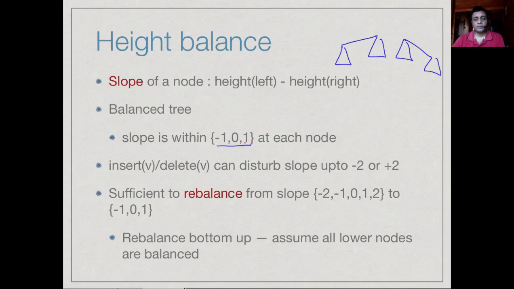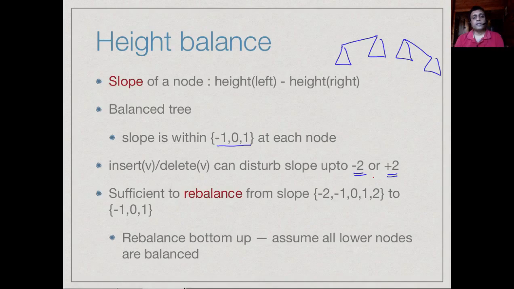plus 1. Now you can argue very easily that if the current values of the slopes are minus 1 or plus 1, when you delete a node, you can reduce one of the heights by 1, so the difference can go from 1 to 2. Or when you insert, you can make the height difference again go from 1 to 2. So the new slope after a single insert or a single delete can be at most minus 2 or plus 2.